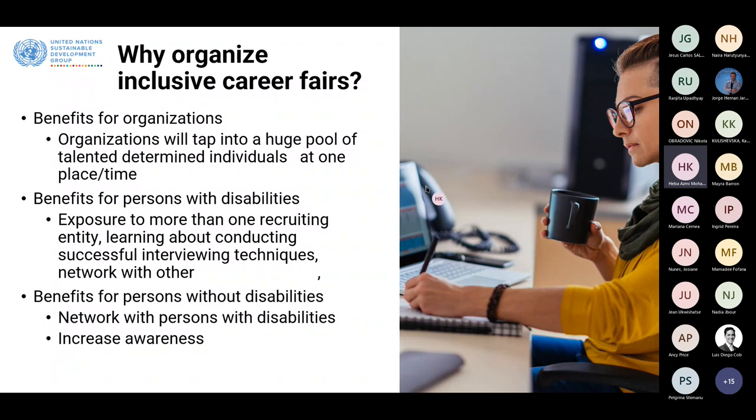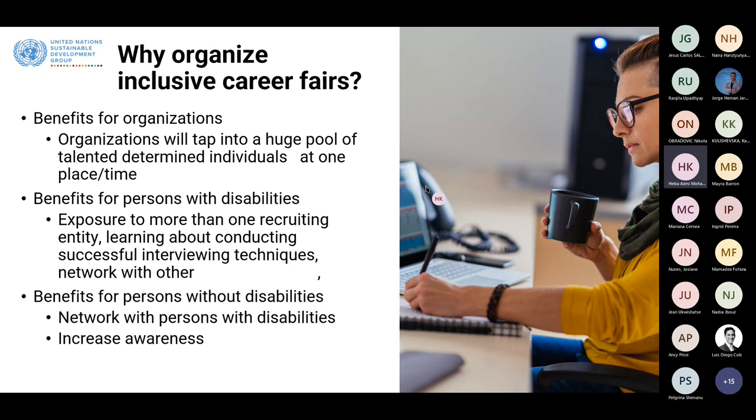Organizing inclusive career fairs opens up the perspective of the organization to provide a more diverse and inclusive working place. And as the United Nations is mainly concerned with human rights, with the basic rights of all human beings, including persons with disabilities, one of the main essential and basic human rights for everyone is the right to work.